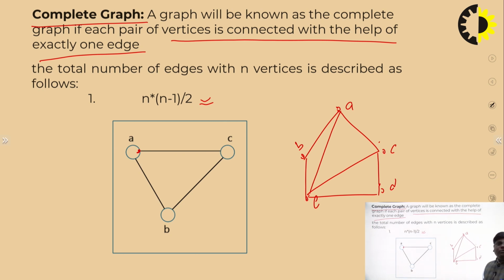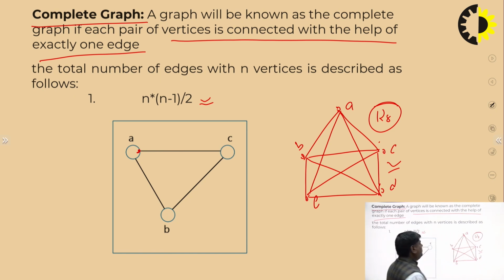We follow the same process for all nodes. Node D is interconnected, now this one, now this one. Now node C is interconnected to this one. Now node A, now this is the K5 complete graph. And what is the number of edges in this complete graph?